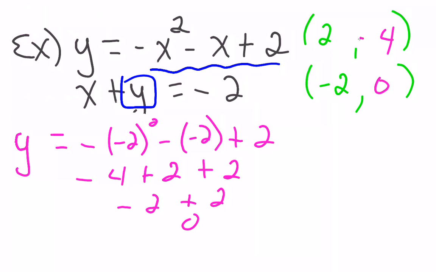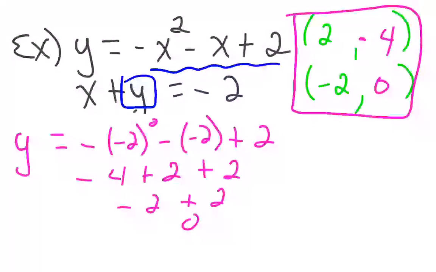So what is our solution to this system? Both of these answers. So 2, negative 4, and negative 2, 0.